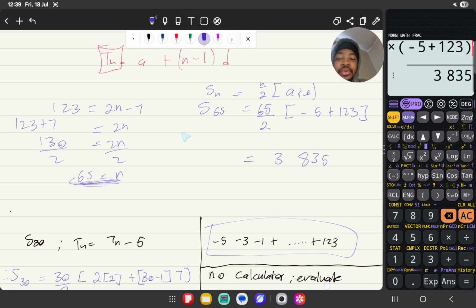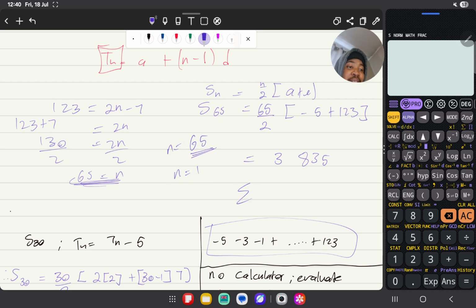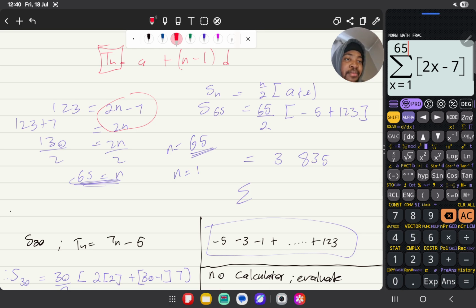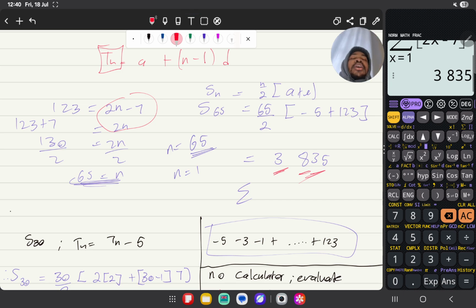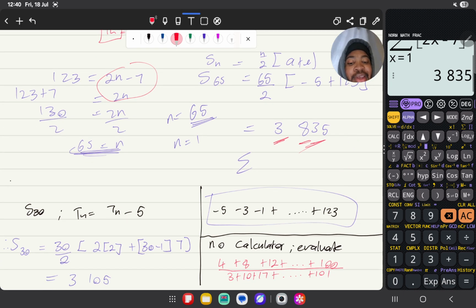So now we know that the last value is 65. We were adding up until 65, and we started from n equals 1. I want to use the summation, the sigma notation now. So we know that the formula, we did find it. It's 2x minus 7. That is the formula. We started from 1 and we went up to 65, and 3,835. Guys, every time, bro, when everything checks out, I become extremely happy.